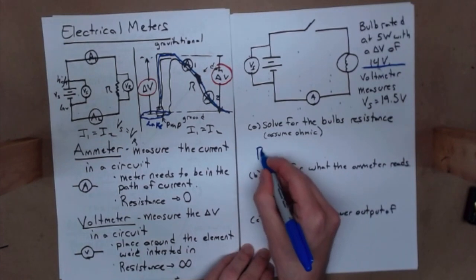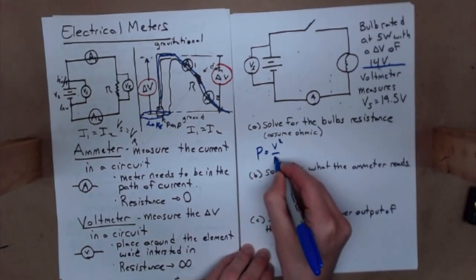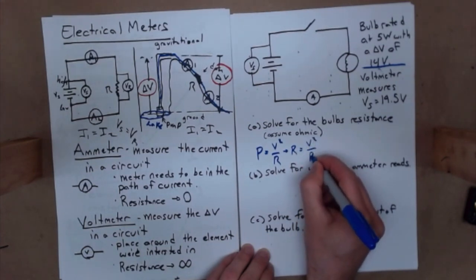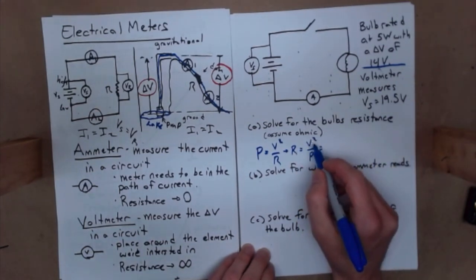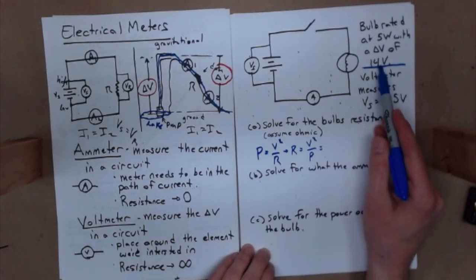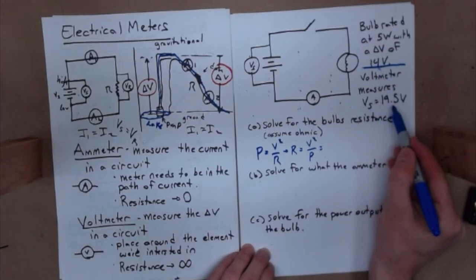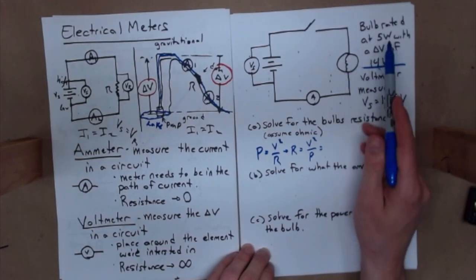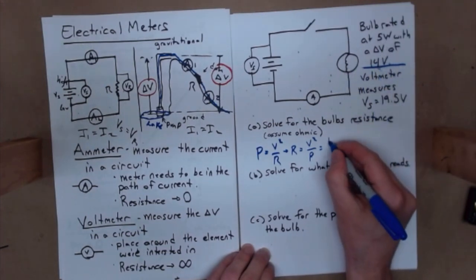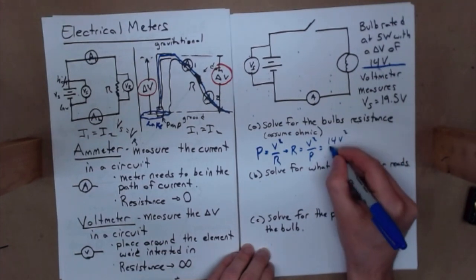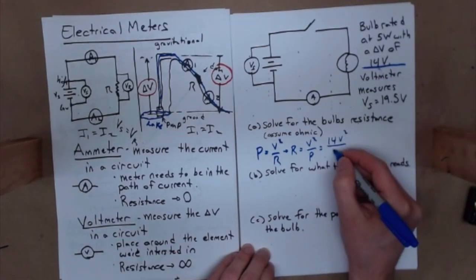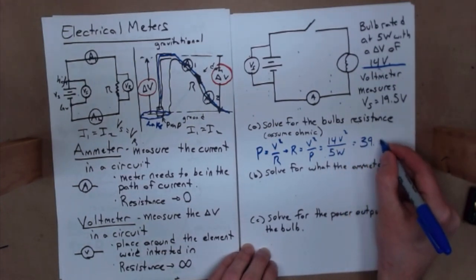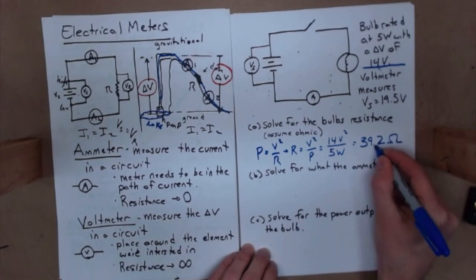Well, P equals V squared over R. From here, we get that R is equal to V squared over P. Which V do we use, 19.5 or 14? Well, at 19.5 volts, the bulb will not have a power output of 5 watts. It only has 5 watts at 14 volts. So we want to use 14 volts squared over the power of 5 watts. And what we end up getting there is 39.2 ohms.